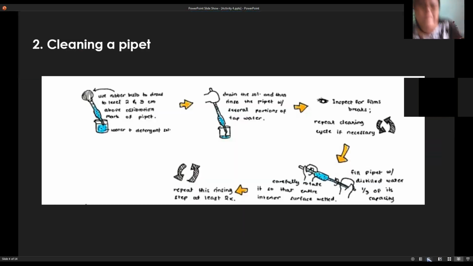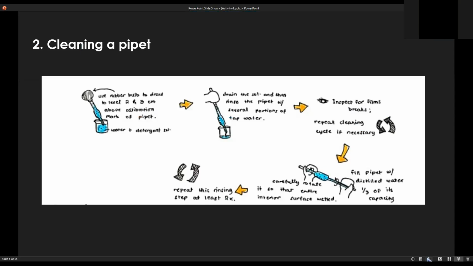So the next one is cleaning the pipette. The first step in cleaning the pipette is you should use a rubber bulb to draw the detergent solution. Then make sure that the solution reaches a level 2 to 3 cm above the calibration mark of the pipette. Then after that, you drain the solution, then rinse the pipette with tap water. Then next, inspect the pipette for film breaks. Then if cleaning is still necessary, just repeat the process you did.